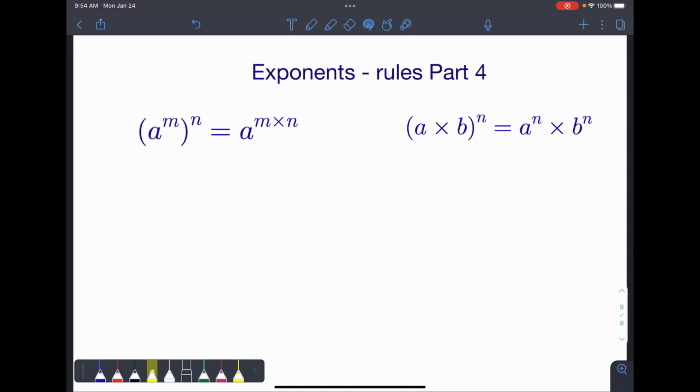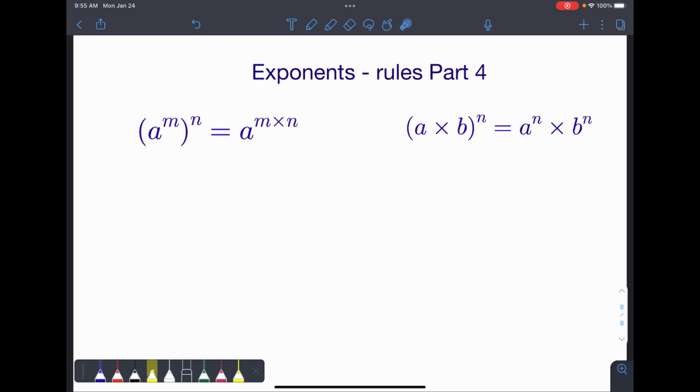Okay, let's do exponential rules part 4. So we're going to discuss two more rules about exponents. The first being the power of a power. So that's this rule here on the left. Now, let's take a look at what it is on the left side.